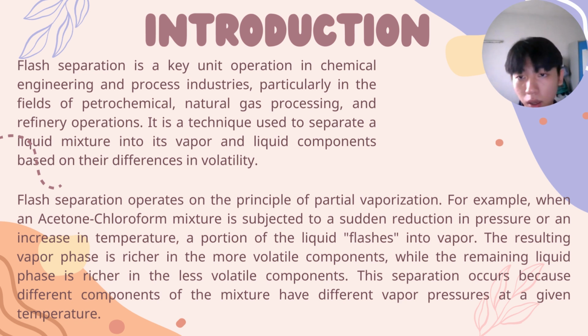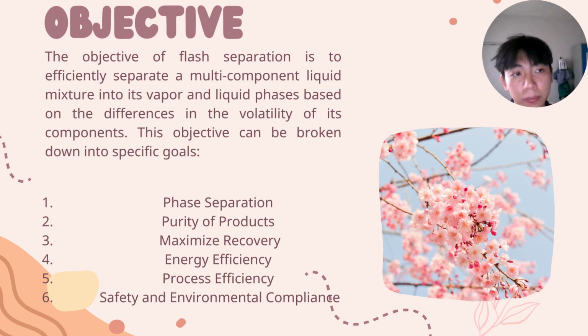For example, when an acetone chloroform mixture is subjected to a sudden reduction in pressure or an increase in temperature, a portion of the liquid flashes into vapor. The resulting vapor phase is richer in the more volatile component, while the remaining liquid phase is richer in the less volatile component. This separation occurs because different components of the mixture have different vapor pressures at a given temperature.